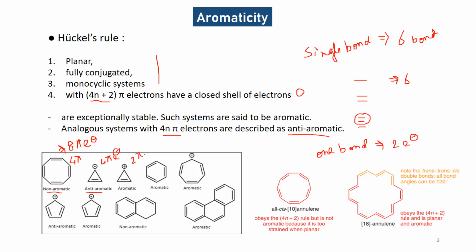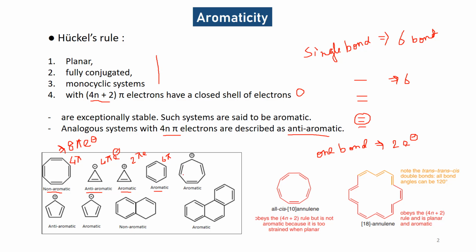If you see in this formula, if we put n equal to 0, then how many electrons will we get? 2. So this is an aromatic compound. Similarly, it has 3 pi bonds, that means it has 6 pi electrons. So it will be an aromatic compound where n equal to 1.